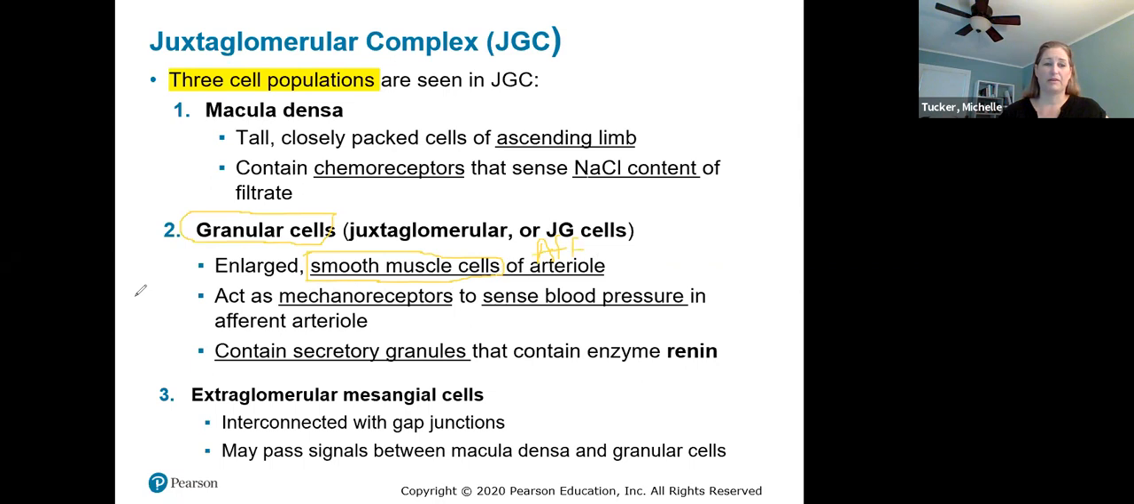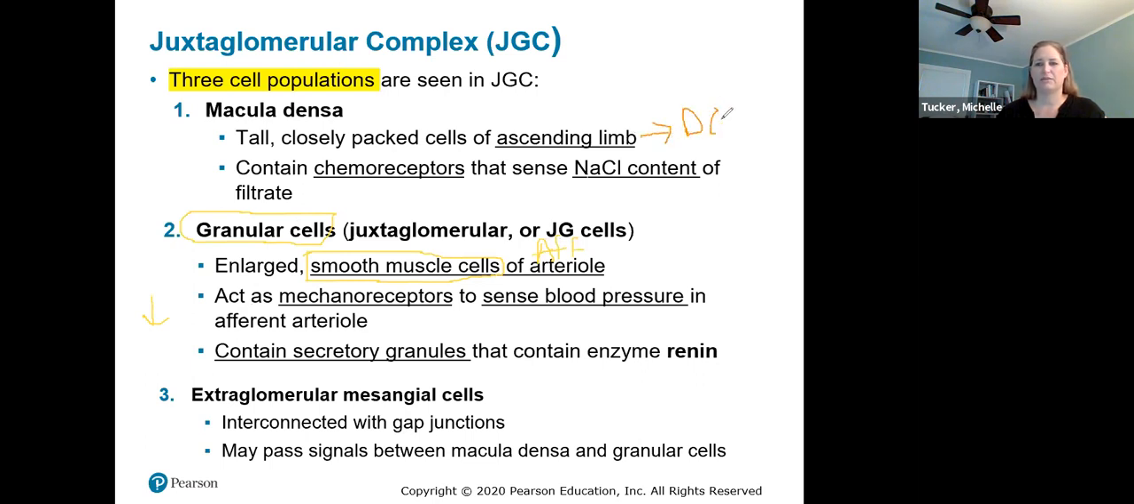And if you remember the renin-angiotensin-aldosterone system, if you're not remembering that, I would recommend that you go back and review it. But we get a decrease in blood pressure, an increase in renin release, and then that creates, through that cascade, angiotensin 2, which then has its own 4 effects. So granular cells are located at that afferent arteriole.